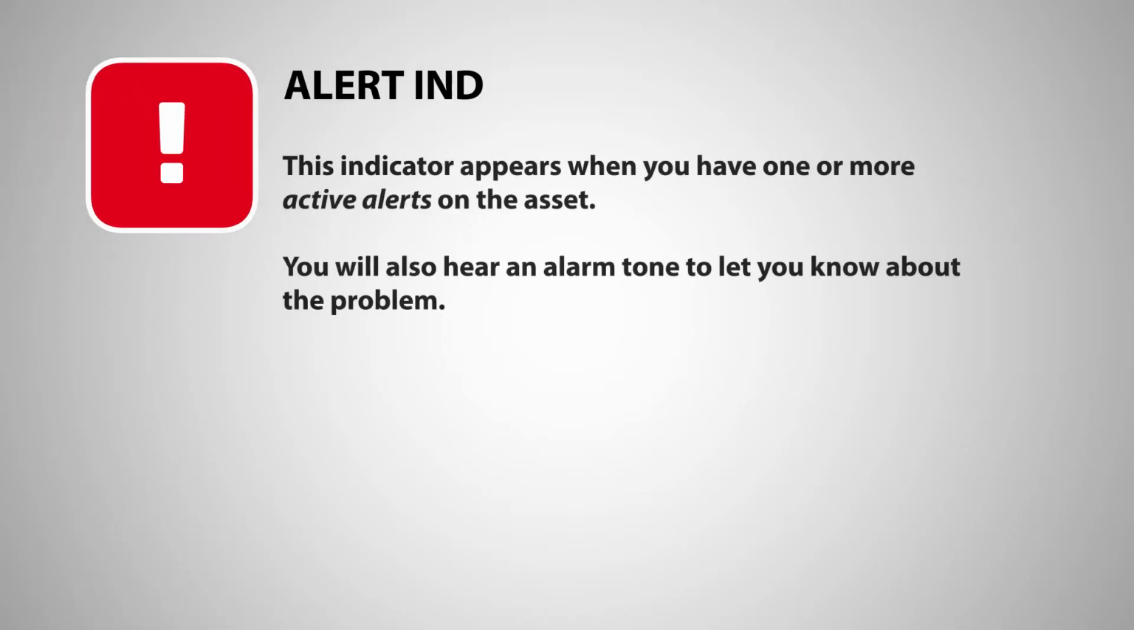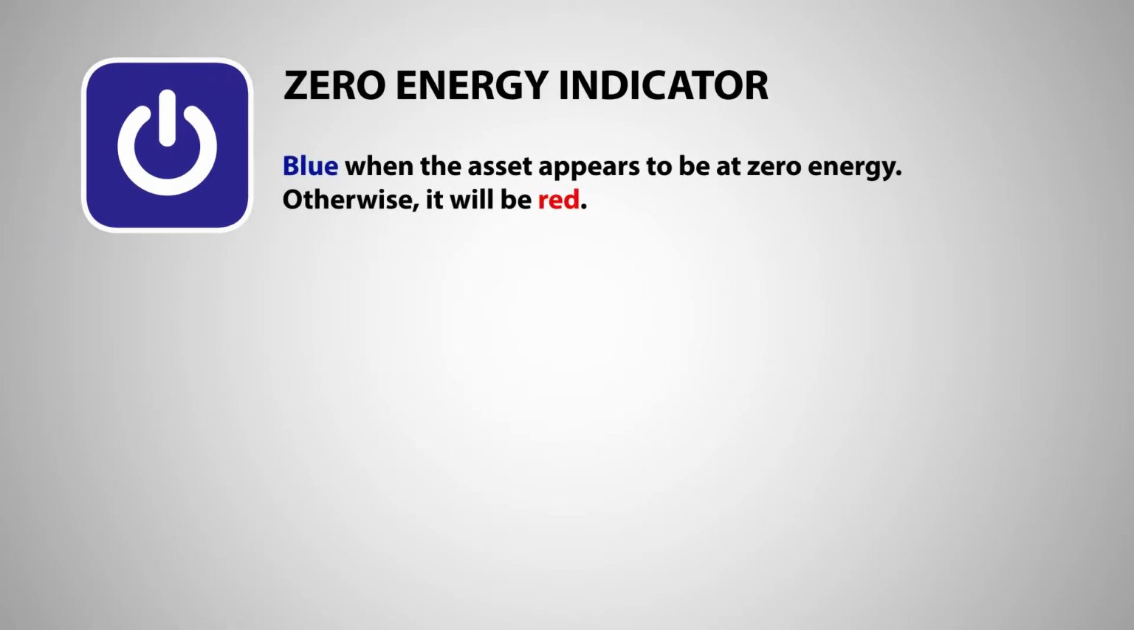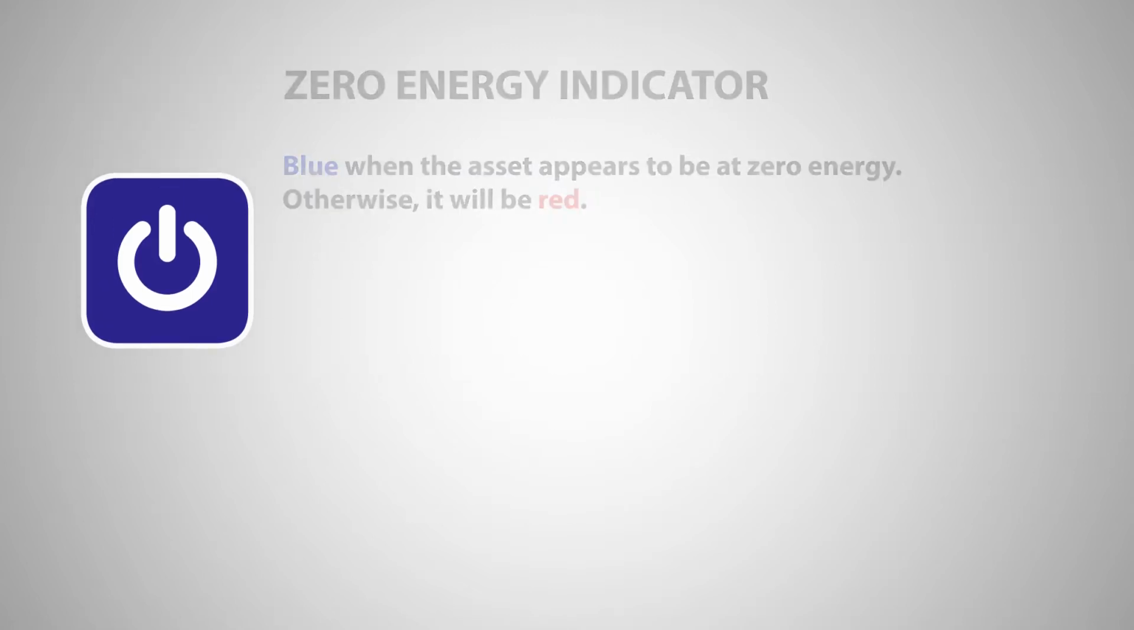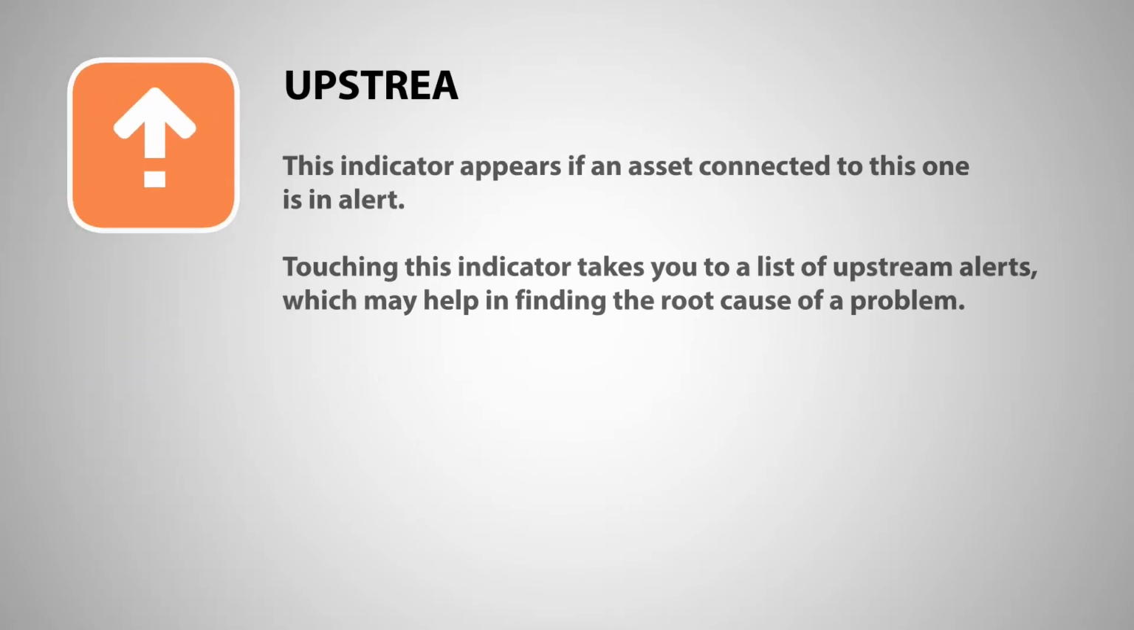The alert indicator tells you that there's an alert or alarm present on this asset. The zero energy indicator is red when there appears to be energy present in the asset, or blue if ARDI isn't aware of any. The upstream alert indicator lets you know that a piece of equipment connected to this one has an active alert. This can help track down the root cause of a problem you're having.